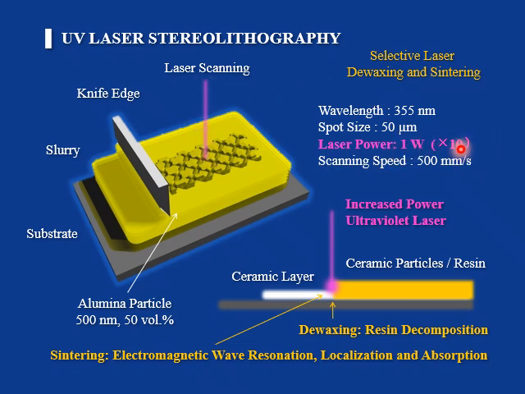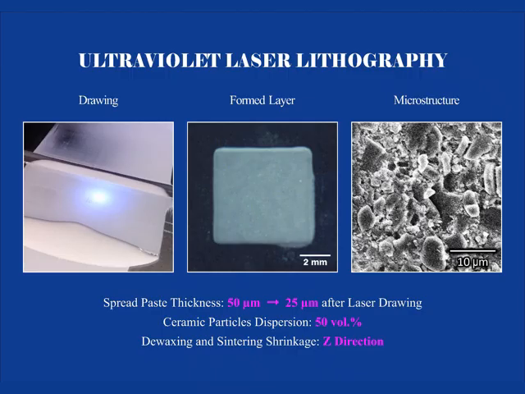This is 10 times higher compared with the conventional stereolithography process. So we increase the power of the laser beam, realizing dewaxing, resin decomposition, and sintering by using electromagnetic wave resonation, localization, and absorption. Here is the ceramic base material. After the dewaxing and sintering process, the remaining ceramic particles were sintered and create plate-shaped structures on the substrate.